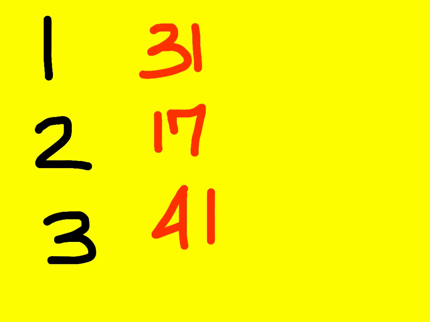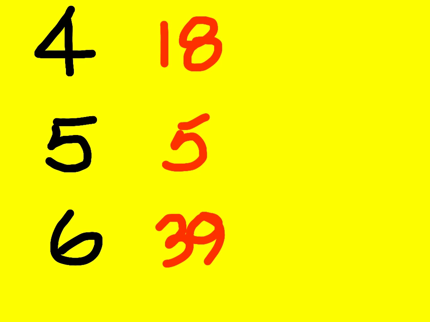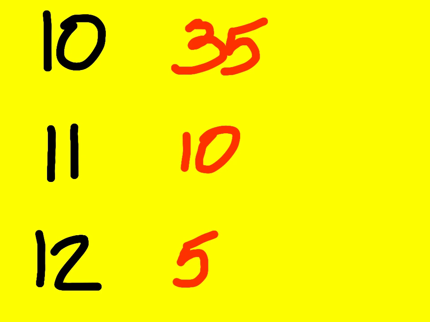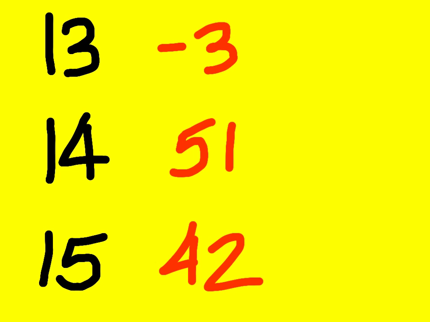The answers are 31, 17, and 41. If you have all 3 of those right, then come and get 3 million. Answers are 18, 5, and 39. If you have all 3, come and get 3 million. 27, 27, and 8. If you have all 3 right, come and get it. 35, 10, and 5. If you have all 3 of them, come and get it. Answers are negative 3, 51, and 42. If you have all 3, come and get it.